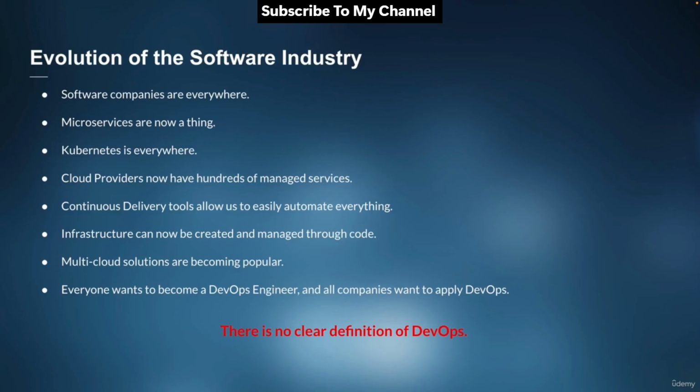A lot of things changed in the past years, especially in software-related solutions, which can be summarized in these points. I'm going to read them as they are since they are self-descriptive. Today, almost everything is digitized. Software companies are everywhere. Microservices are now a thing and Kubernetes is everywhere. Cloud providers now have hundreds of managed services as opposed to having a few compute services a few years ago. Continuous delivery tools allow us to easily automate everything. Infrastructure can now be created and managed through code. Multi-cloud solutions are becoming popular. Everyone wants to become a DevOps engineer, and all companies want to apply DevOps.